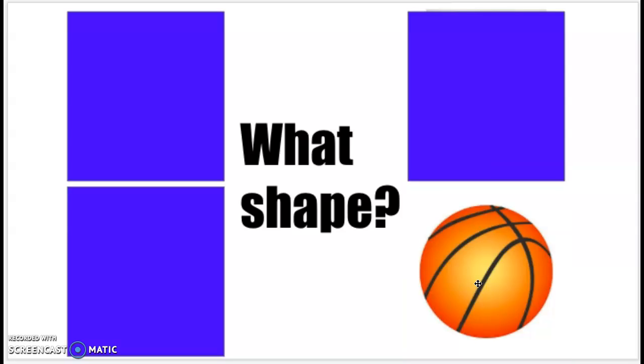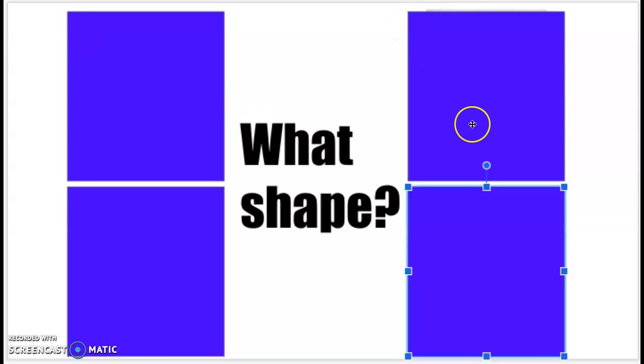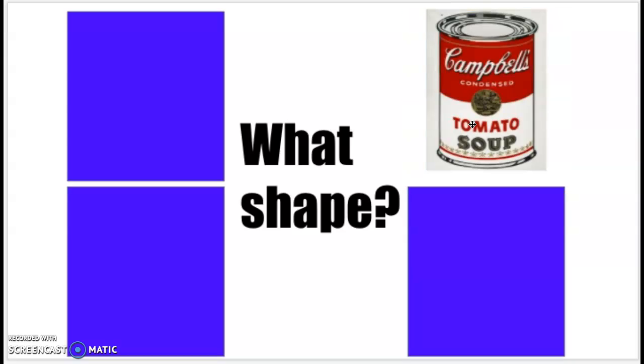What shape is this? If you said sphere, you are correct. A sphere has 0 faces and 0 points, 0 corners, and 0 edges. What shape is this? If you said cylinder, you are correct. A cylinder has 2 faces, 0 points, 0 corners.